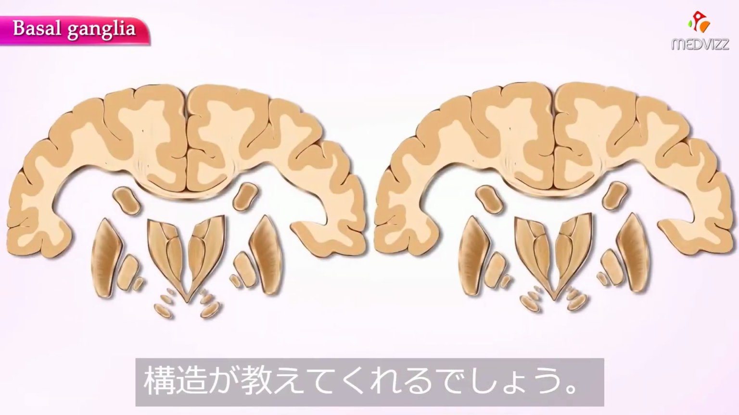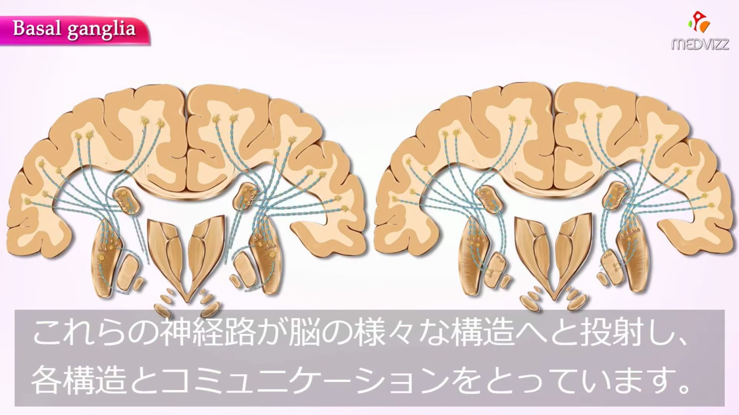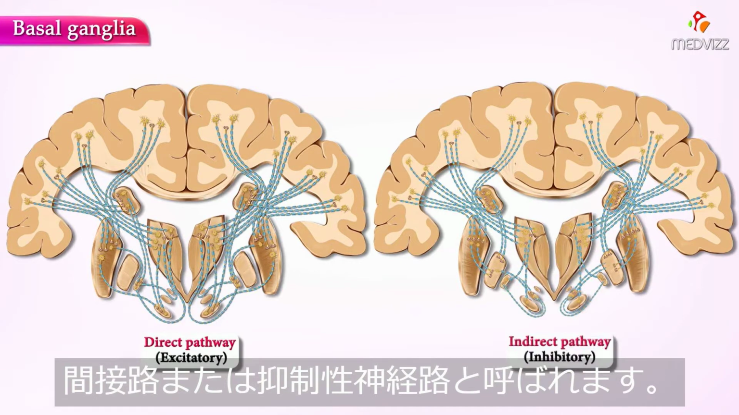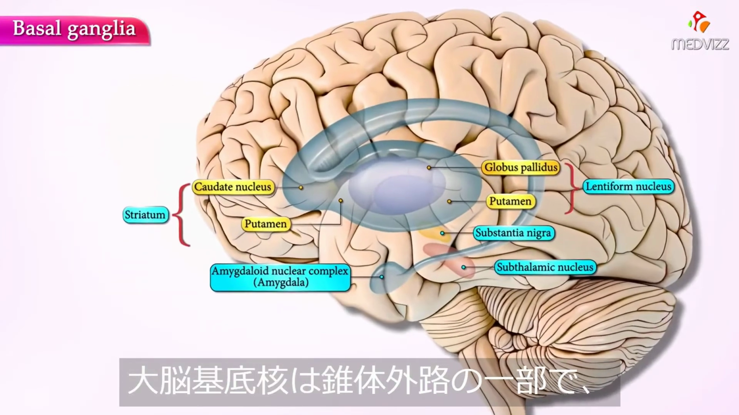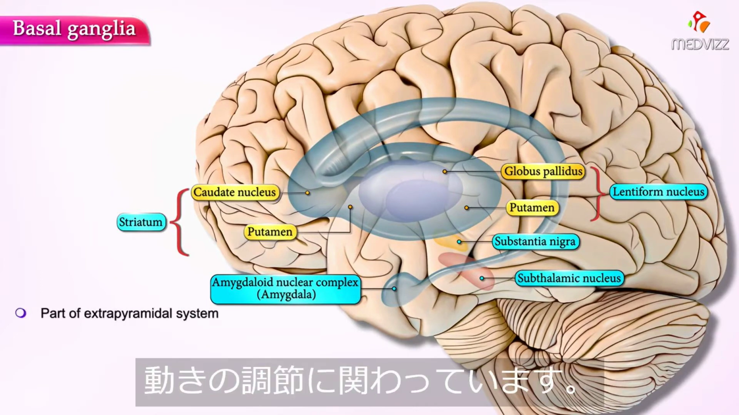Two major pathways emerge from the basal ganglia, which project onto various structures of the brain, communicating with them. They are called the direct, or the excitatory, and the indirect, or the inhibitory, pathways. The basal ganglia are a part of the extrapyramidal system and they participate in movement modulation.